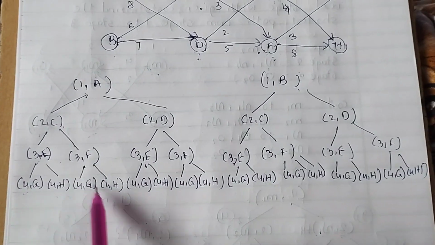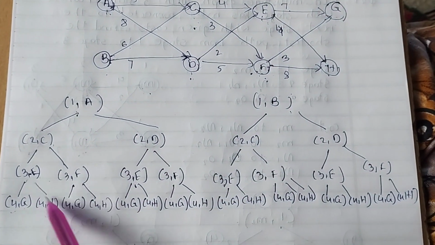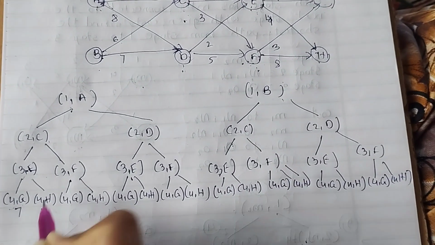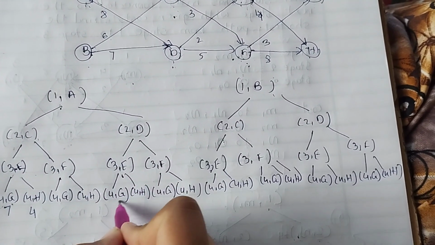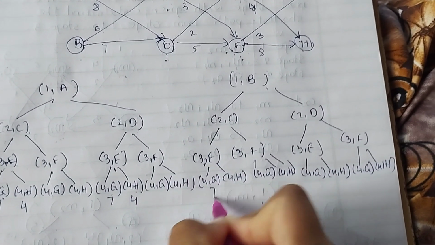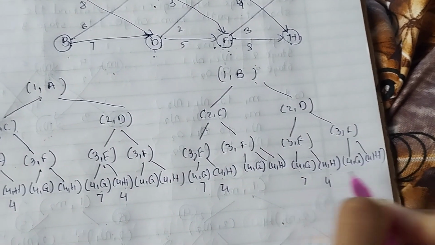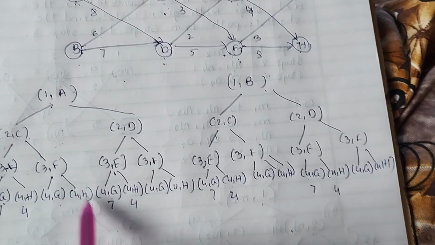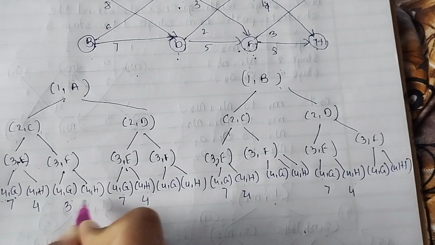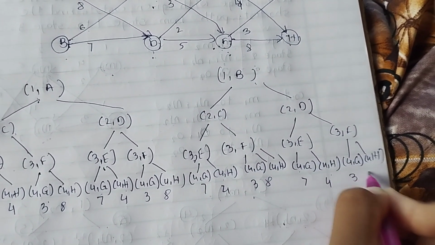Now write here cost for each. Now E to G cost is 7, E to H cost is 4. So 7 and 4. Where E to G transaction is, we write directly 4F. Here is also E to G, E to H. E to G 7, E to H 4. Now F to G, F to H. F to G 3, F to H 8. So 3 8, 3 8, 3 8, and here is also 3 8.